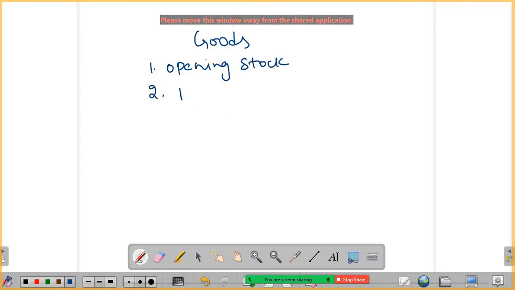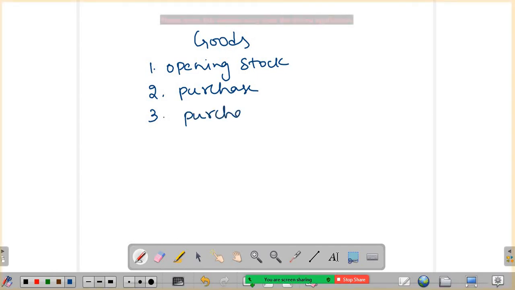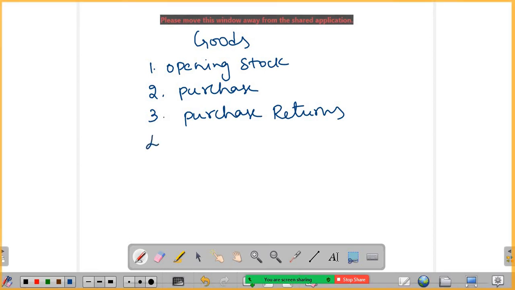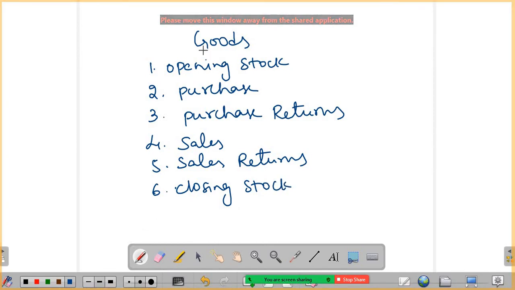another one is purchase, another one is purchase returns, another one sales, and sales returns, and closing stock. So these are the ways that goods can be considered from our accountancy point of view.